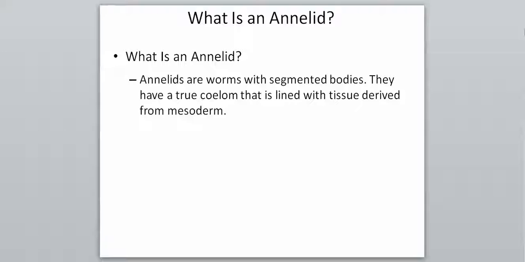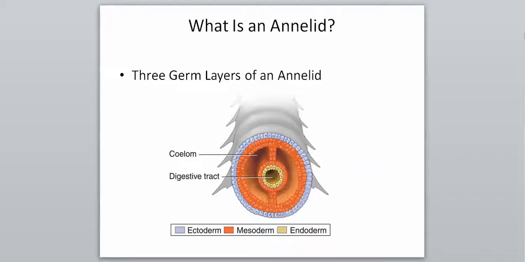So annelids are worms with segmented bodies. That's going to be the main defining characteristic of this group, the segmented body, and they have a true coelom that is lined with tissue that came from our mesoderm. So again, we've had no coelom, then a pseudocoelom, and now we finally have a true coelom within our annelids. So here is what this looks like.